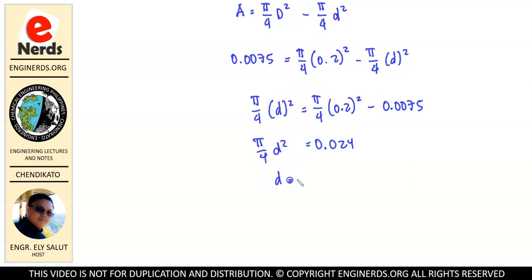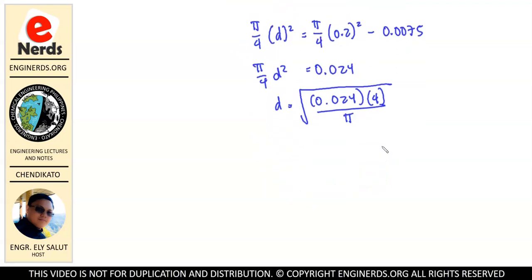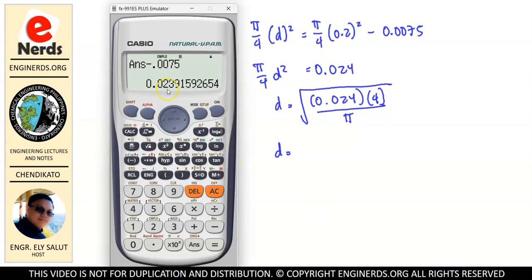So let's solve for d. So we're just going to transpose all of this. So we have 0.024 times 4 divided by pi. And we're going to take the square root of that. No? Makuha na natin yung d. So our d is equal to 0.0239. So ito na rin yun. Times 4. Then divided by pi. Then kunin natin yung square root niyan. So we have 0.1745.